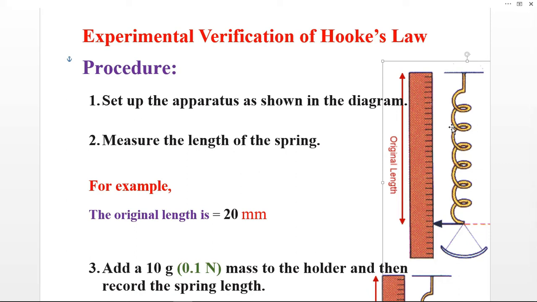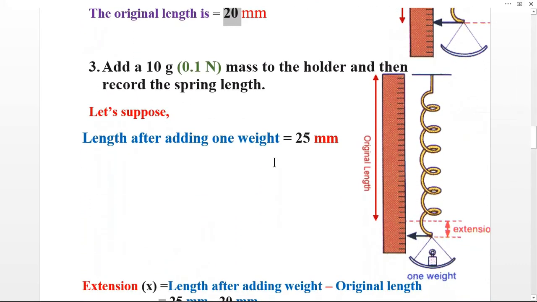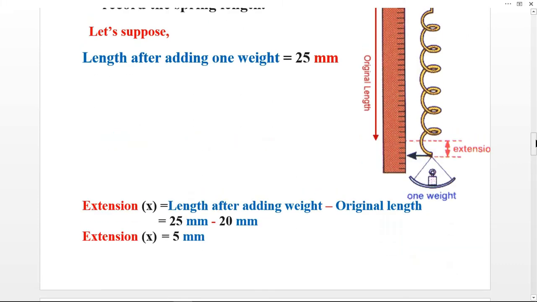Original length means the length without adding any load, or the length before adding any mass or weight or force. So here, what is the original length? 20 millimeter. Now if you add some weight, for example 10 grams, and 10 grams means 0.1 newton, we talk about extension. So how are you going to find the extension?